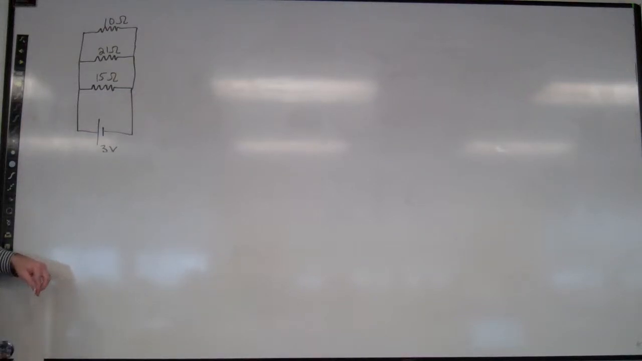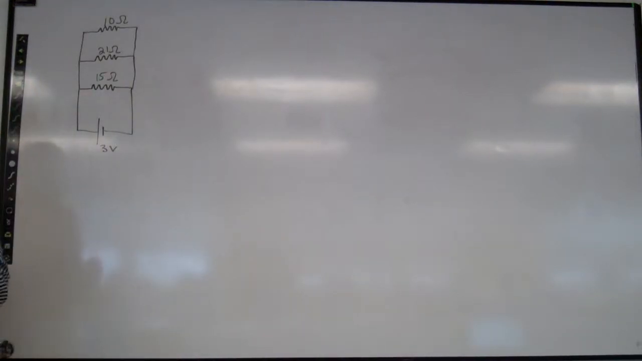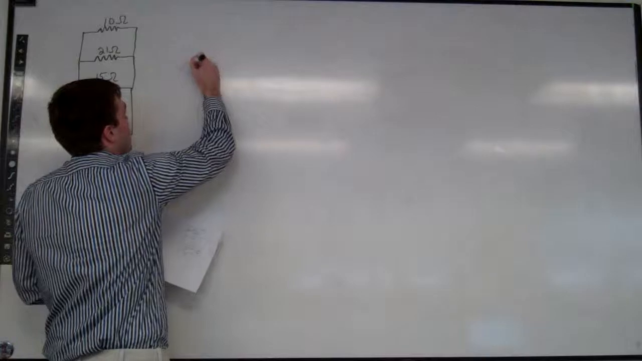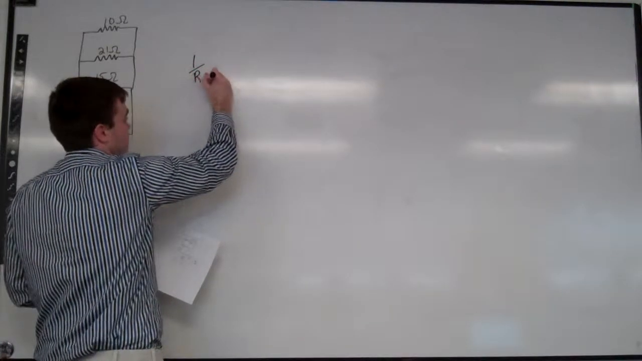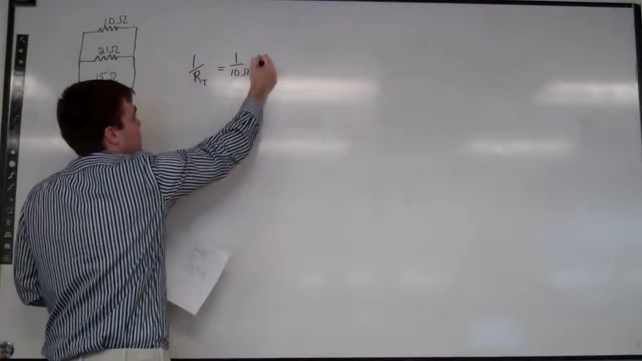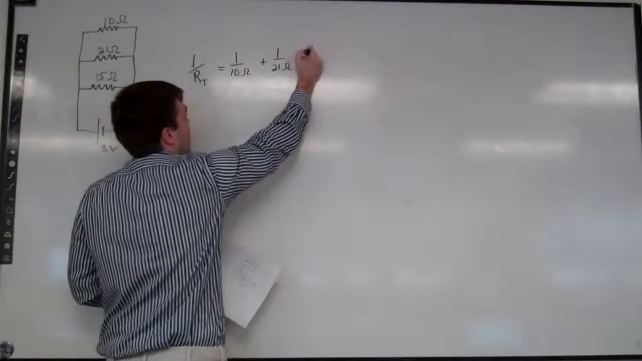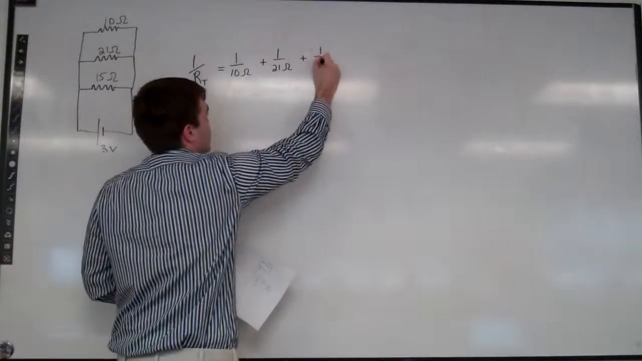Okay. So are these 3 resistors in series or parallel? Parallel. Why parallel? There's 3 different paths, so all 3 of them are in parallel. What do we do when they're in parallel to find the total resistance? Do you remember the equation for that? It's 1 over the total resistance equals 1 over 10 ohms plus 1 over 21 ohms plus 1 over 15 ohms.